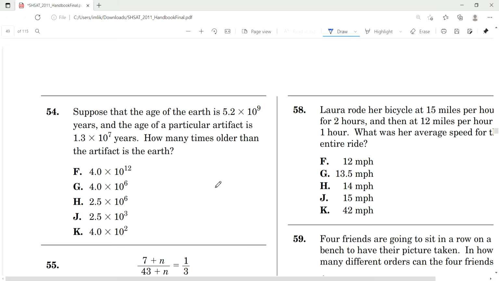Okay, so obviously the Earth has to be older than an artifact. And notice how it says how many times. How many times older means that we have to divide. We're dividing our bigger number by our smaller number. And how do we know which is bigger and which is smaller? We know it's bigger because it's to the power of 9. That means there are 9 zeros behind it. And to the power of 7 means there are 7 zeros behind it. Whatever has fewer zeros is, of course, going to be smaller. So we can simply set this up like so. We can do 5.2 over 1.3.